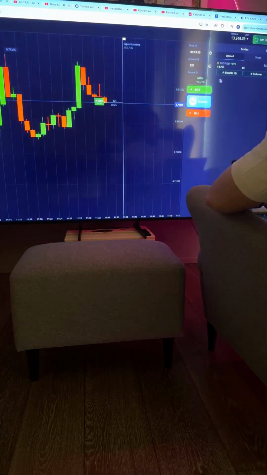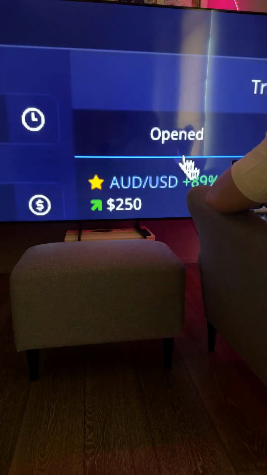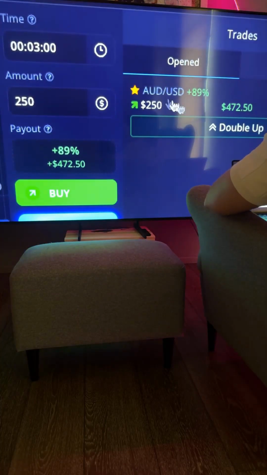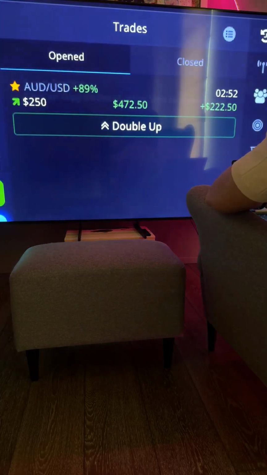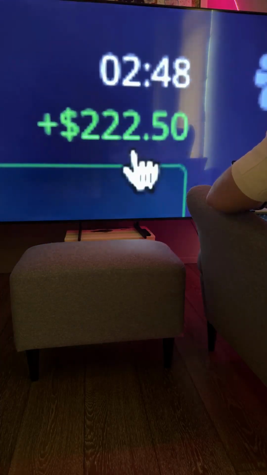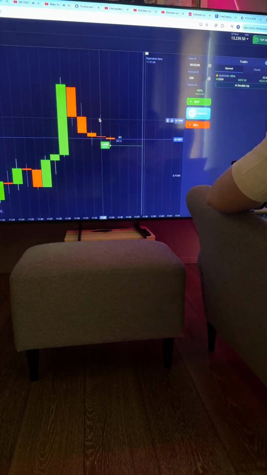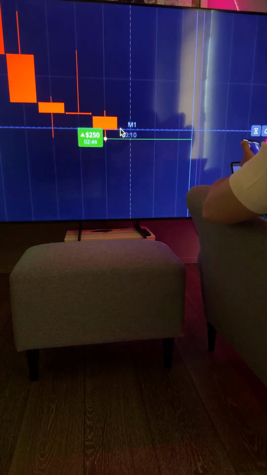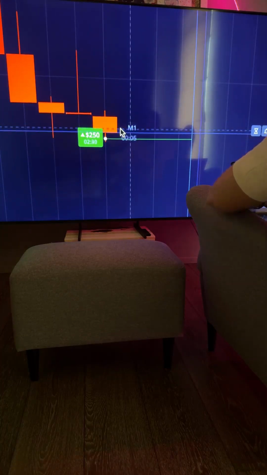Currency pair, Australian dollar to US dollar, AUD/USD, 3 minutes up. If everything goes well, we'll earn $222 here. Net, after subtracting the $100 that didn't go through, we'll end up with a profit of $122. But as they say, don't count your chickens before they hatch.